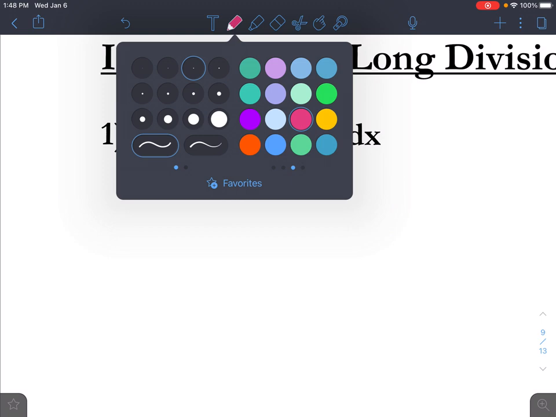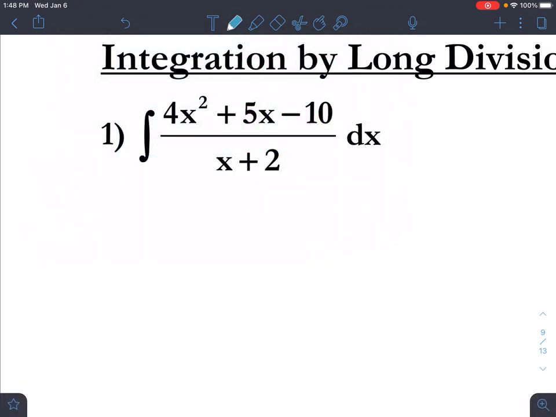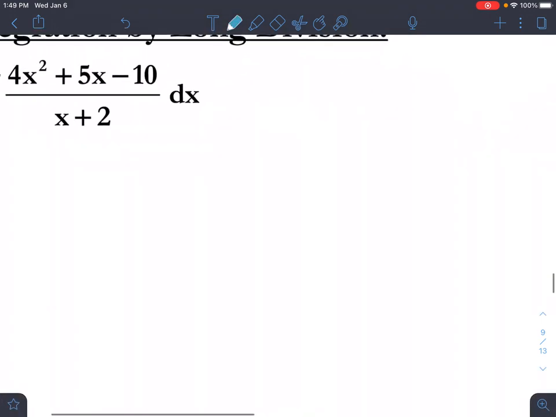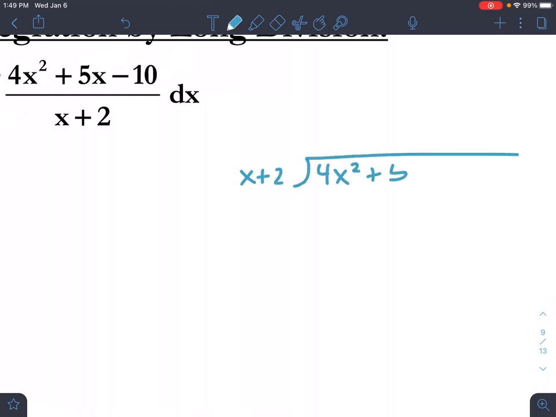And again, this is going to be a fun flashback to Algebra 2. The best days of your lives. Let's do it. So we put x plus 2 on the outside, 4x squared plus 5x minus 10. If you remember synthetic division, you're also welcome to use that if the factor in the denominator is linear, meaning it's x to the first power. If it's not linear, we can't use synthetic division, hence why I'm showing you long division.